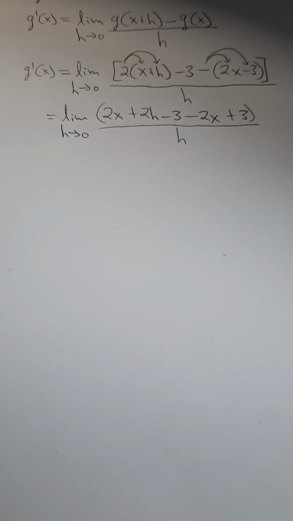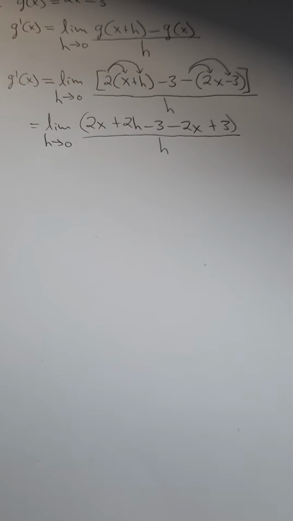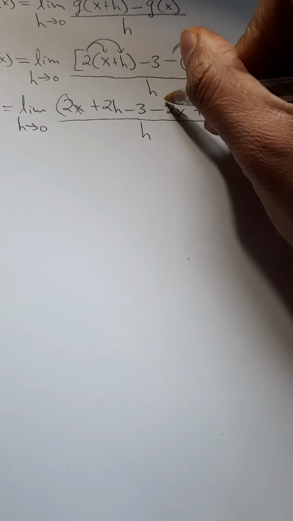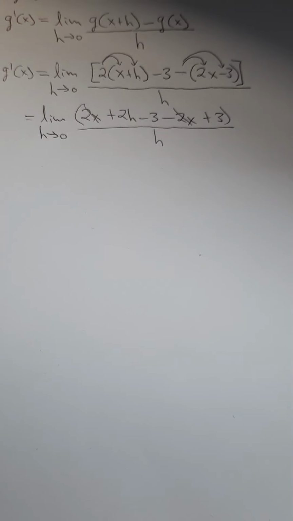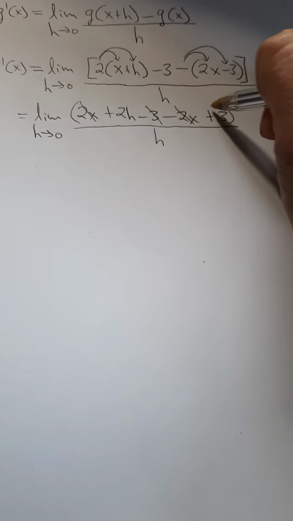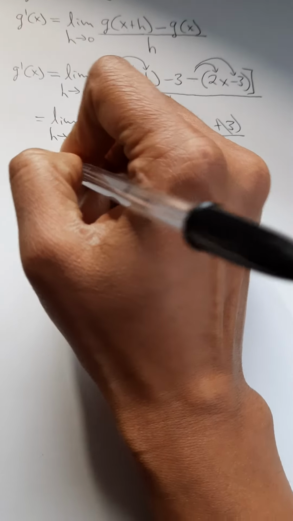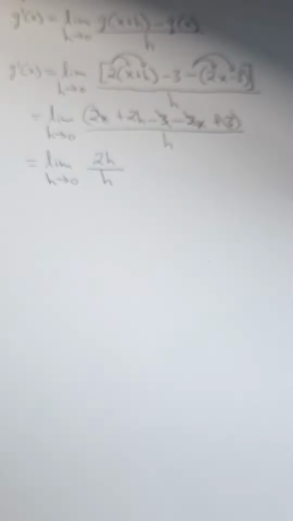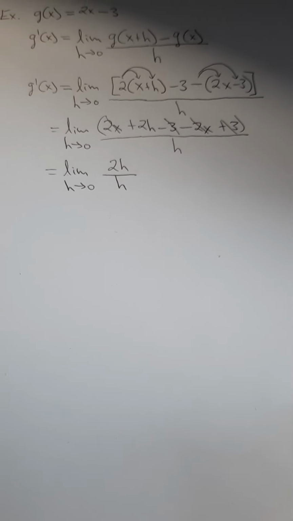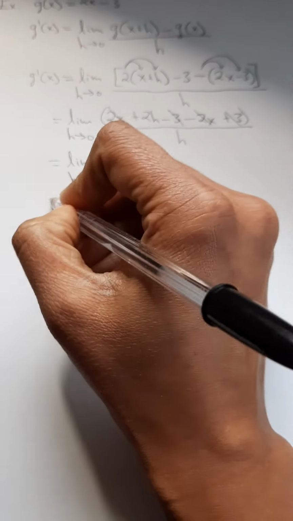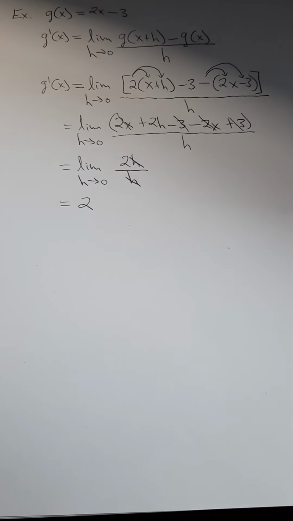Remember when you're using the first principle derivatives, after you expand the numerator, not simplify but actually just expand, I notice when I'm simplifying, stuff cancels out. So the 2x minus 2x, and it's gone. Here I have minus 3 plus 3, and it's gone. So what you're actually left with in this case, the limit as h approaches 0, is 2h over h. And in this case, I basically see that the h's are going to cancel each other out, and the limit as h approaches 0 is going to be equal to 2.